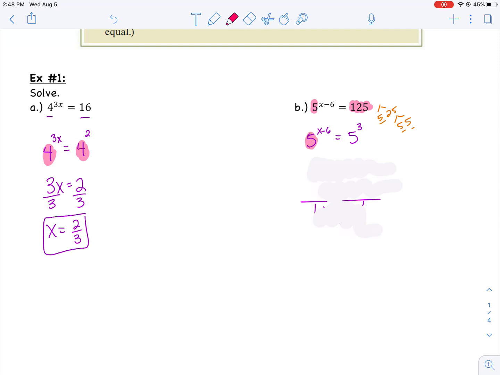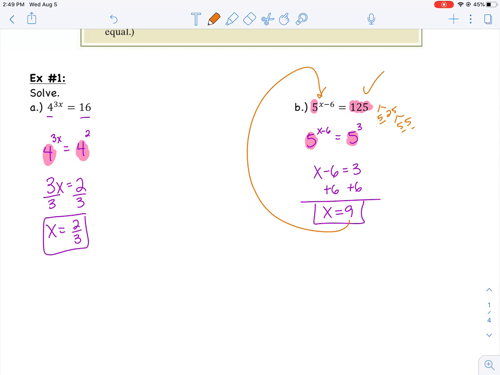And now my bases are the same. And as soon as my bases are the same, I know from our property that our exponent should be the same. So now I can say that x minus 6 should equal 3. I can now solve this equation by adding 6 to both sides. I ended up getting x equals 9. Remember, you can always double check your answers by taking your value and plugging it back into the original to double check. So let's try it real quick. 9 minus 6 is 3, and 5 cubed is 25. So I know I got the right answer, and it works.